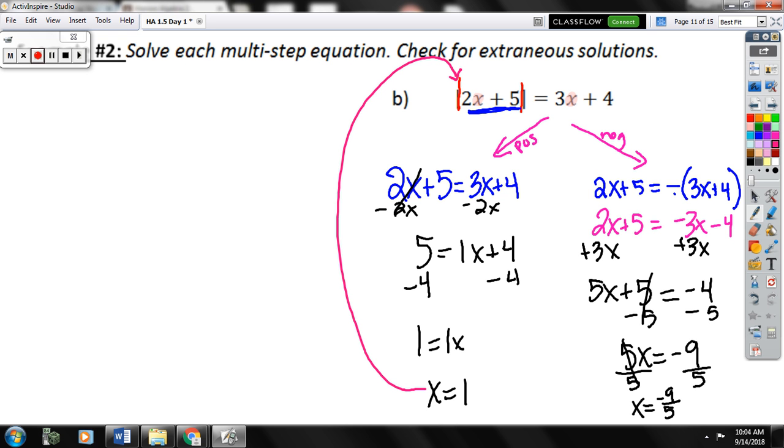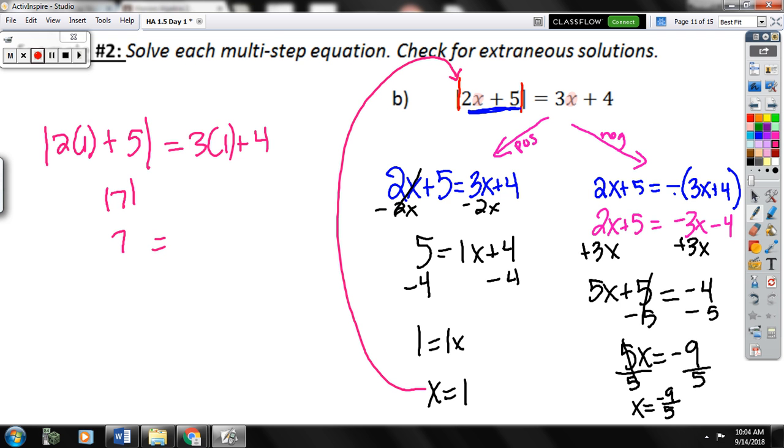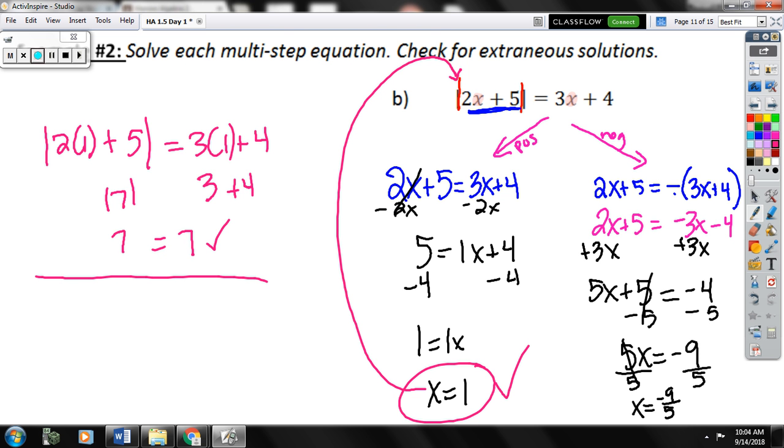So we'll have, I'll show my work over here, the absolute value of 2 times 1 plus 5 equals 3 times 1 plus 4. 2 times 1 is 2, plus 5 is 7. The absolute value of 7 is 7. On this side, I'll just have 3 plus 4. So I do get 7 is equal to 7. So this one is an answer. I already told you 1 doesn't work, which means it's the next one. But let's make sure we know how to do it with a fraction, right? And we'll have to plug this in without a calculator.